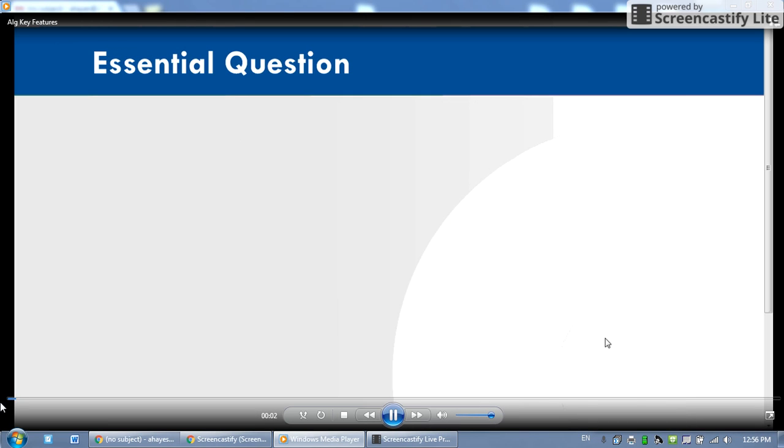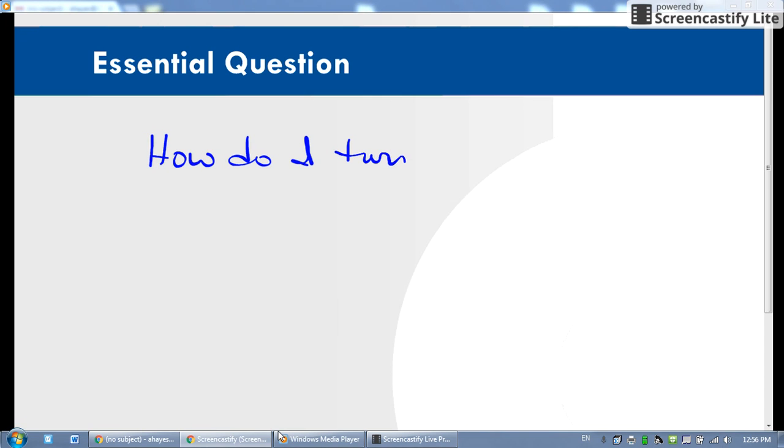Hey guys, we're going to be working on how we take information that we're given and turn it into a graph. So your essential question for today for your notes is: how do I turn information we're given into a graph?